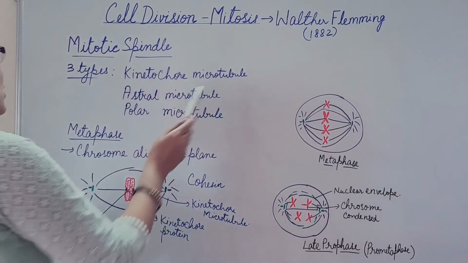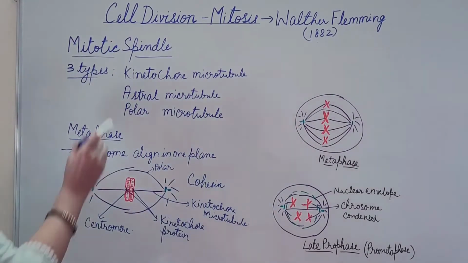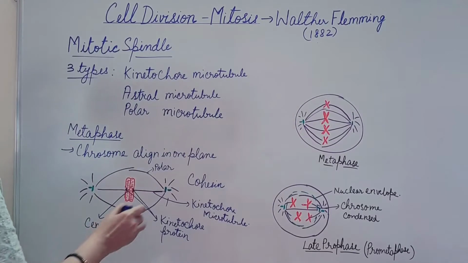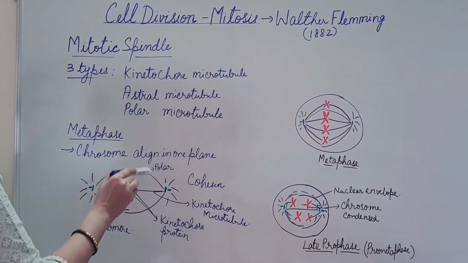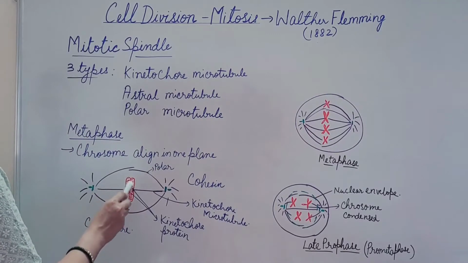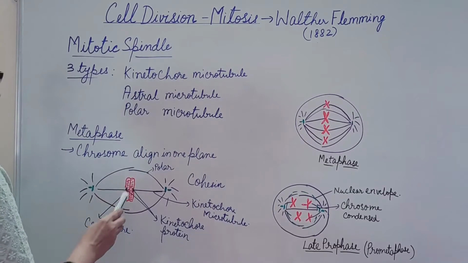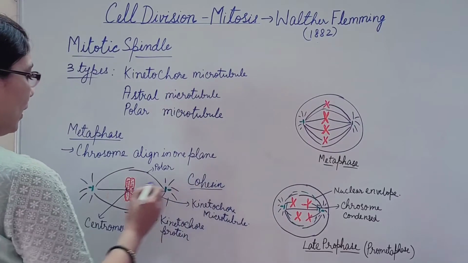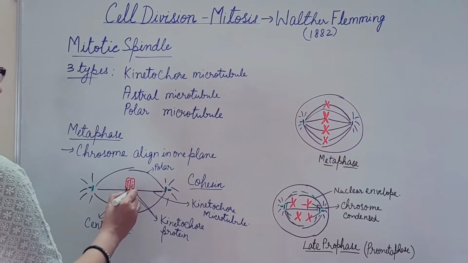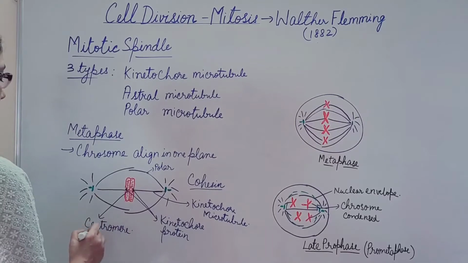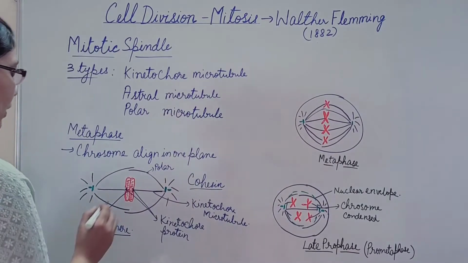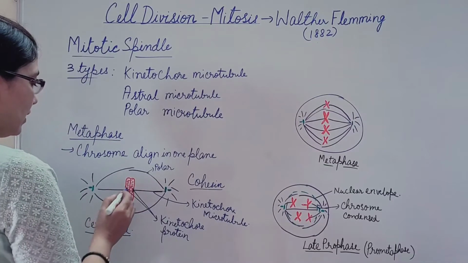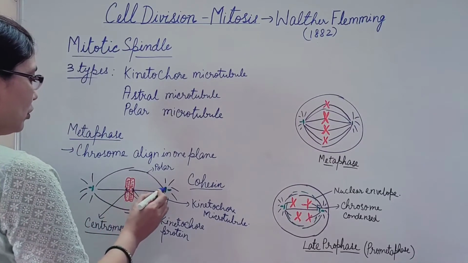There are three types of the mitotic spindle or microtubule: kinetochore microtubule, astral microtubule, polar microtubule. We can understand these microtubules from this figure. This is fully condensed chromosome with two sister chromatids. These are attached by the cohesin protein. Constriction that is present in the chromosome is known as the centromere. Kinetochore protein is present on both the sides and later on it matures.